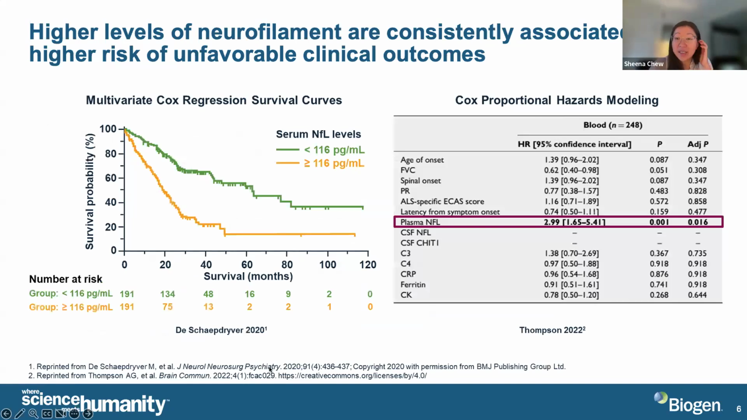What we also understand about neurofilament in ALS is that higher levels are a poor prognostic factor. They're consistently associated with a higher risk of unfavorable outcomes, such as shorter survival. On the left, you can see higher levels of neurofilament are associated with shorter survival, and they are also an independent prognostic factor of faster rate of disability progression.